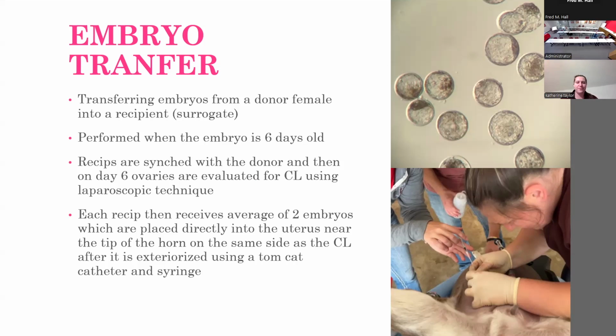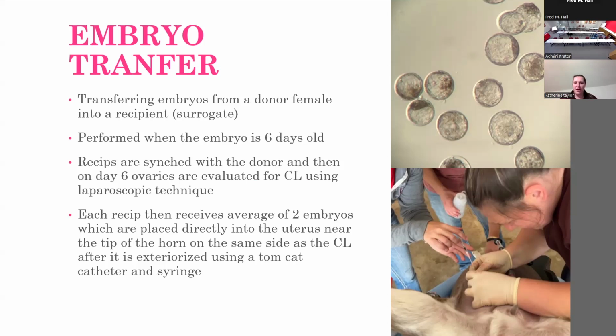It wants to grow. So our recipients are synced with the donor. When she comes in heat, those recipients are in heat. But the key is recipients are never bred. If you breed your recipients, then she's going to have her own natural baby. She's not going to carry those embryos necessarily. So she just gets passed over. But on day 6, we look at those ovaries.